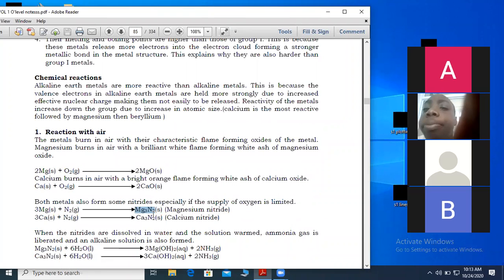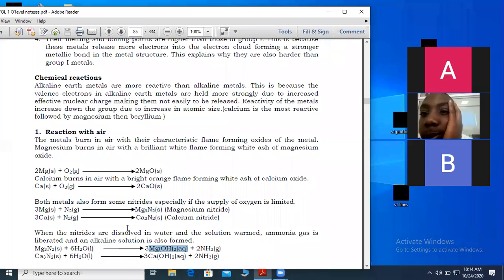I want us to understand that whenever there is a gas and there is a solution, an aqueous solution, for example water, and the gas is evolved in water, that gas will always appear in the form of bubbles or effervescence. So the observation I wanted there was bubbles of a colorless gas and a colorless solution. The colorless solution is magnesium hydroxide, and the bubbles are due to formation of ammonia gas.